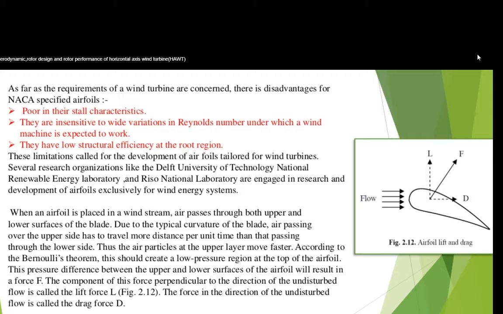Now, coming to the drag force and lift force. Drag force is horizontal, along the x-axis, and lift force is vertical, along the y-axis. The flow direction of the air is as shown in the figure.